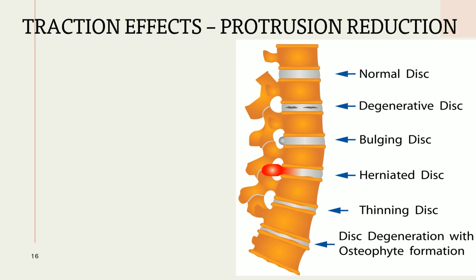Another effect is protrusion reduction. So the theory is with these traction forces, we can pull the vertebrae apart, and that creates a vacuum in the disc. Intradiscal pressure becomes negative, and the idea is that it will pull that protrusion back to the center, which can then normalize body mechanics and reduce pressure on the spinal nerves that are leaving the intervertebral foramen. Okay, that's the basic idea of protrusion reduction.